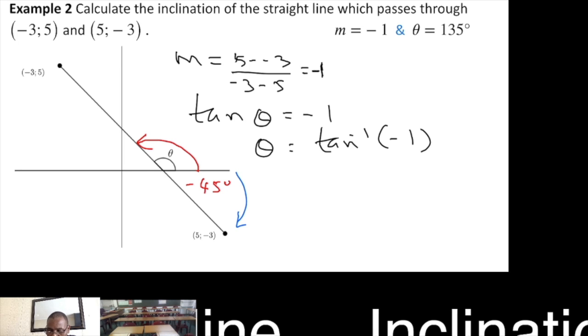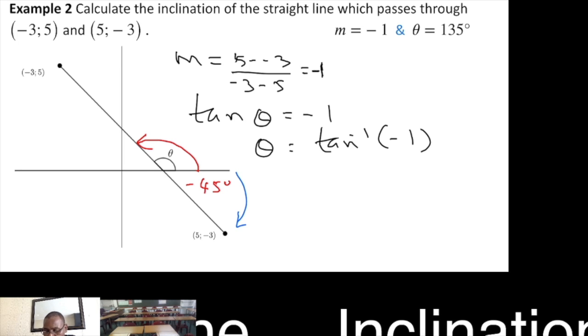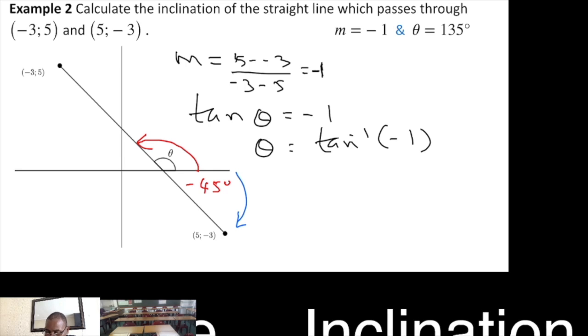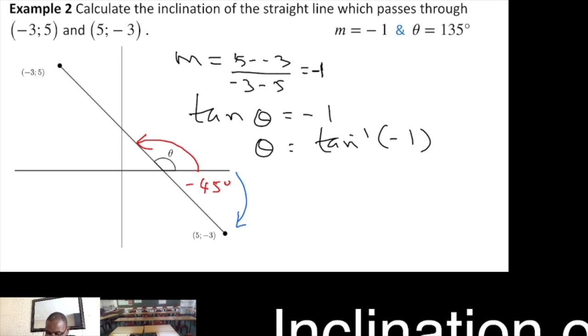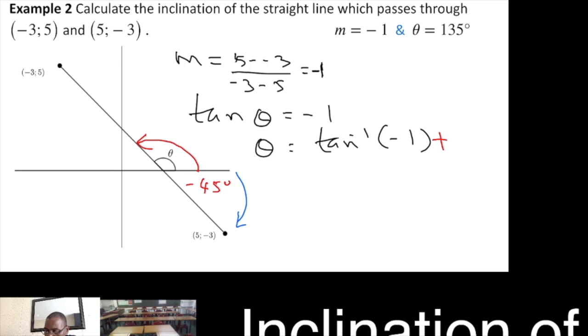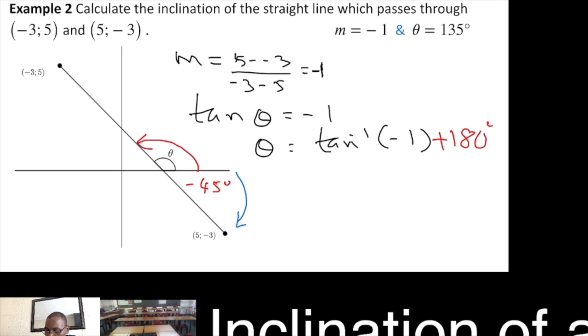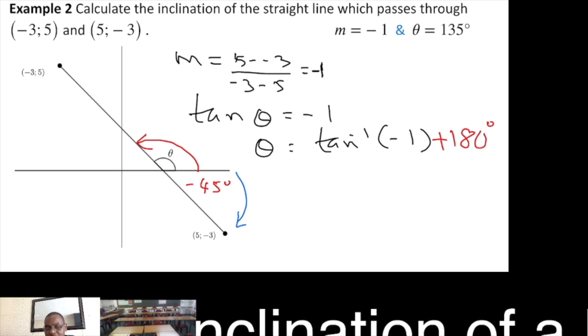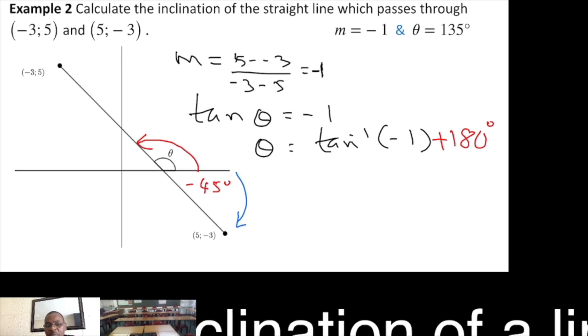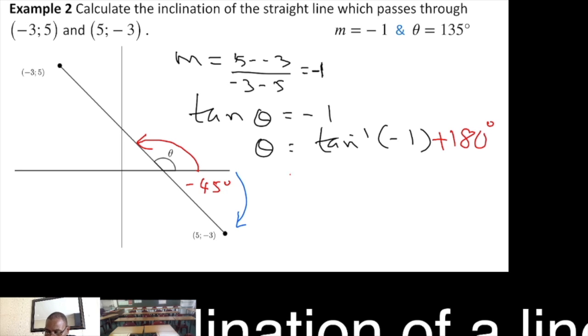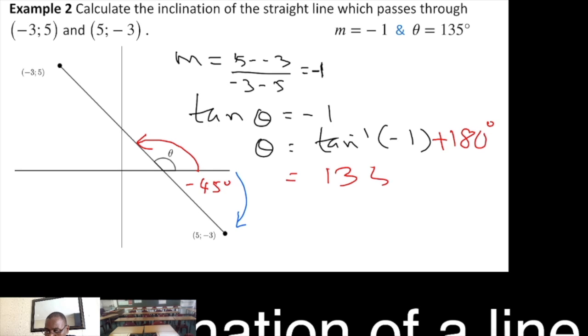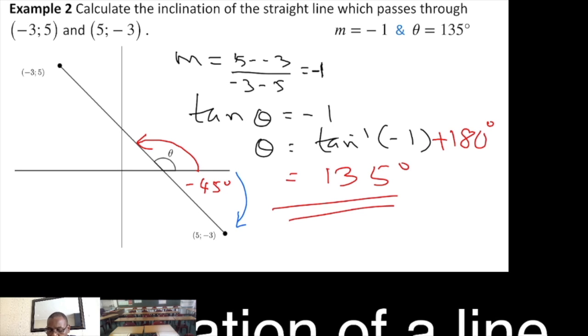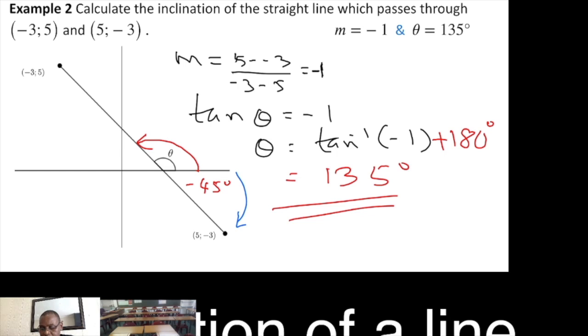And clearly, this is a straight line. The angles on a straight line should add up to 180. So all you need to do to that -45 is to add 180 degrees. That is the same thing as saying 180 subtract 45. And so you will get your answer of 135 degrees. So that angle of inclination there is 135 degrees.